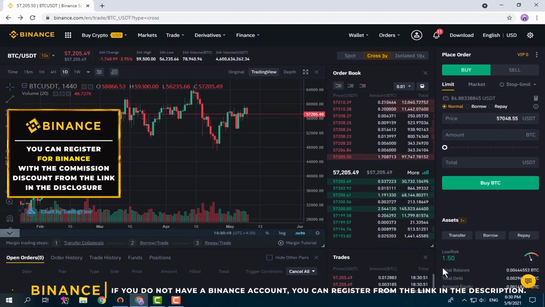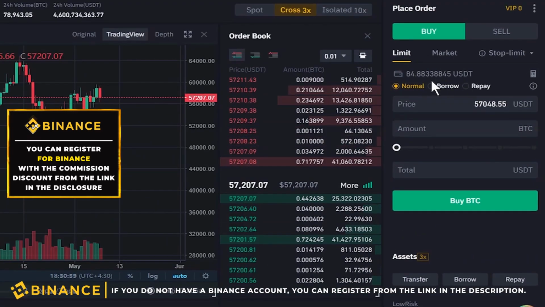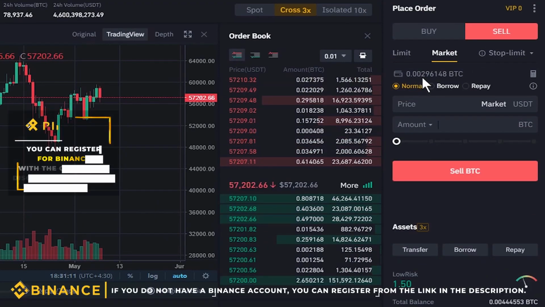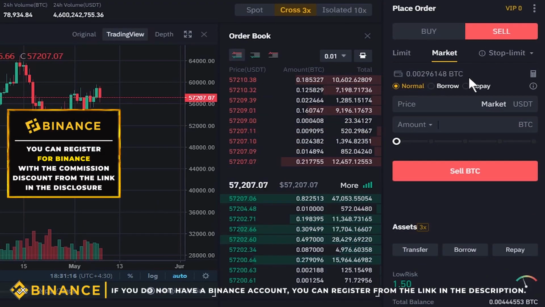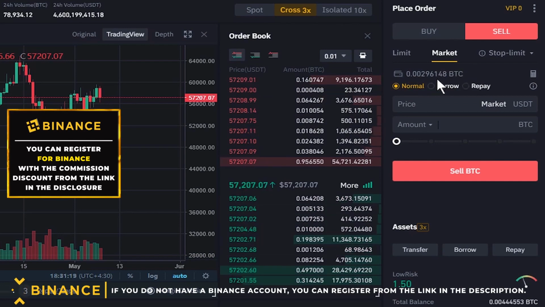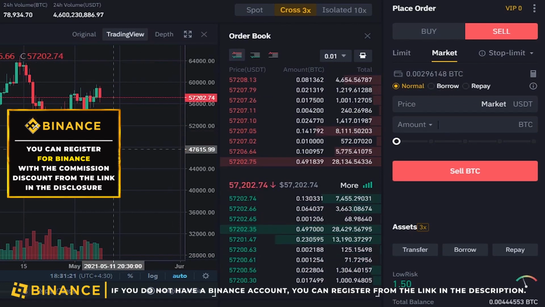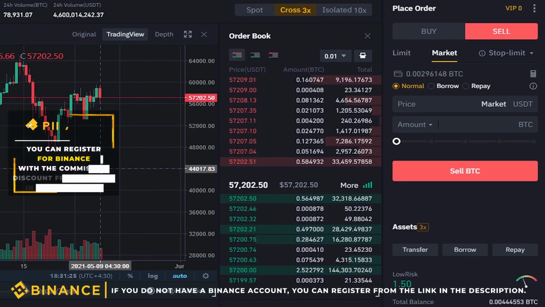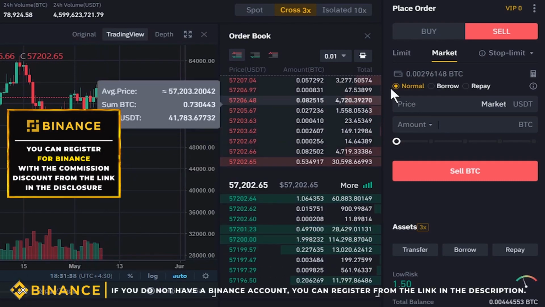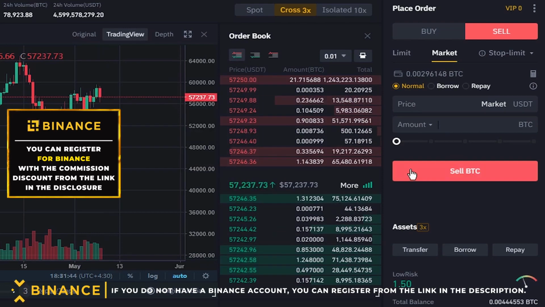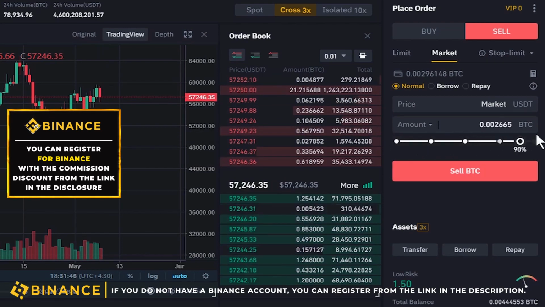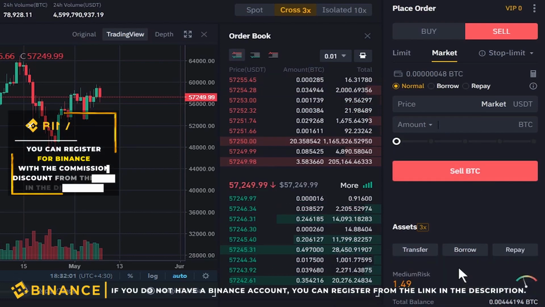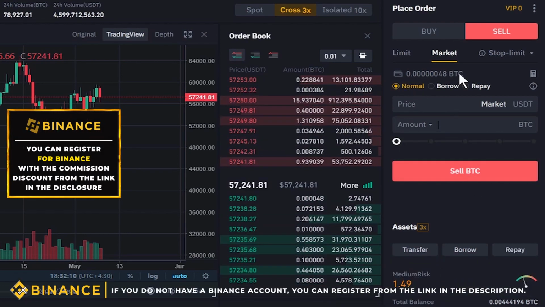And the request approved. By the help of our initial fund as collateral, we could borrow 0.0029 Bitcoin. Now we sell this BTC because we believe that the price is gonna fall and we want to buy it back later at lower prices to make profit. We go to market tab, which is already selected. We set the amount to 100% and we click on sell BTC, and the order is filled successfully. And as you see, we sold our Bitcoin.